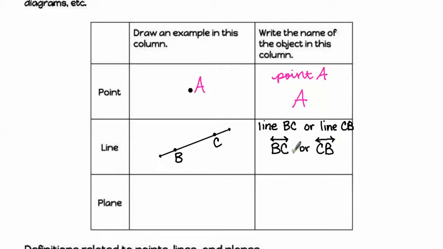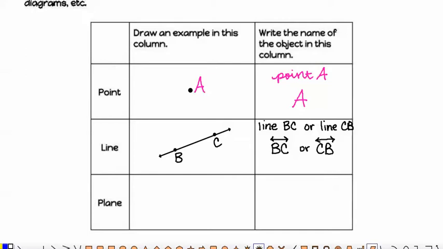So looking at that name, I should be able to say right away, this person is looking at a line and it passes through points B and C. And then the last one we have is that of a plane. Now a plane we know is a flat surface. We can think of the top of our desk as a plane, or the floor or the wall, or if your paper is laying on something, you can think of your paper as a plane. But that never-ending flat surface.